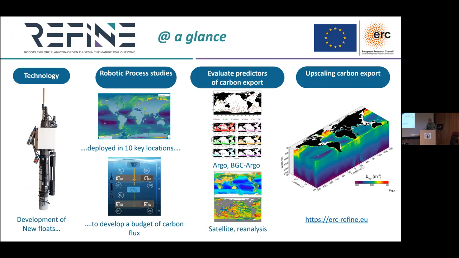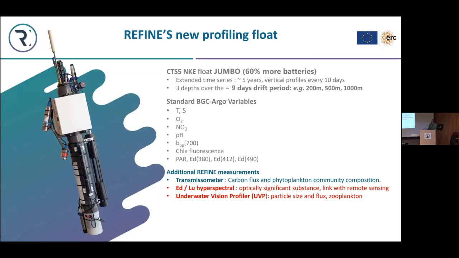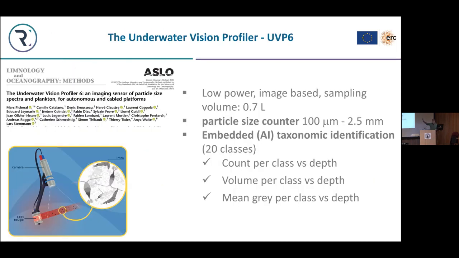This is some highlight of the Refine project, ERC, just to mention that we developed floats that are an additional refinement with respect to standard floats. So we have a transmissometer, we have measurement of hyperspectral radiometry, Ed and Lu, and we have the UVP on this. So 22 floats of this. The UVP, I think this community knows the UVP, so I will skip on this.